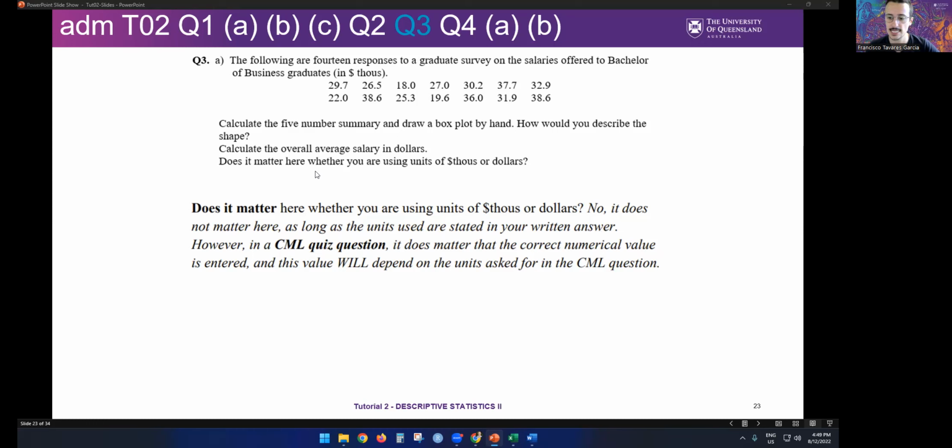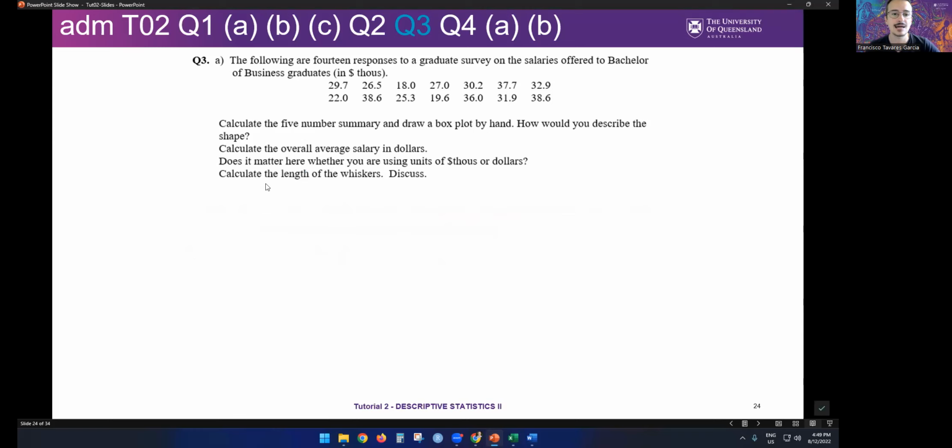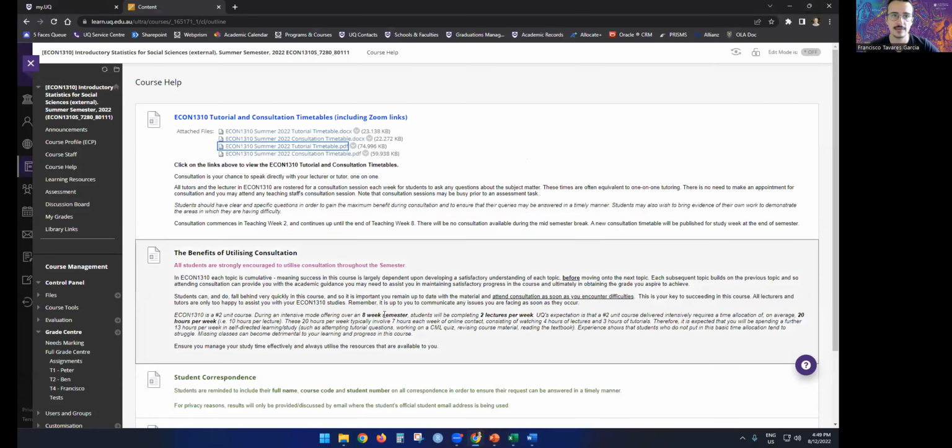Let's see what's the next question. Also, feel free to jump in, ask questions either on chat, I have the chat open here, or open your mic. Let's see what else it's asking. Calculate the length of the whiskers and discuss. I will start. As we have a lot of international students, do you know what whiskers are?